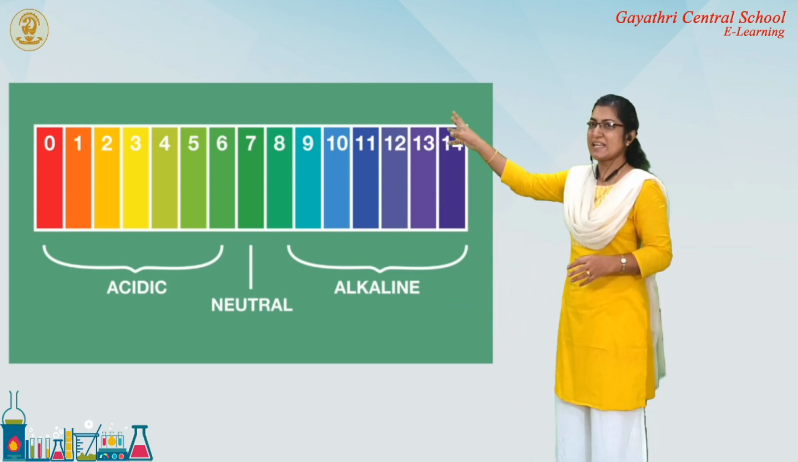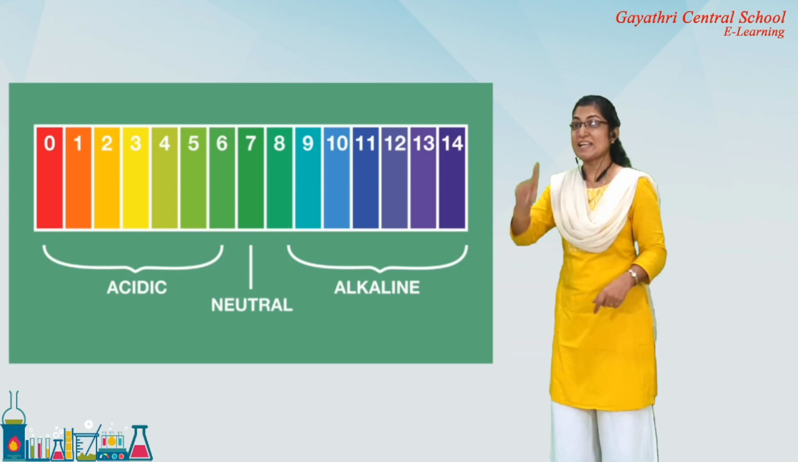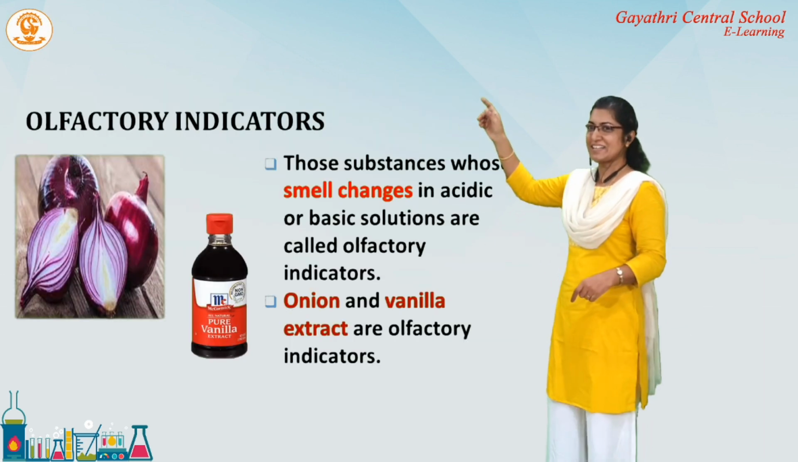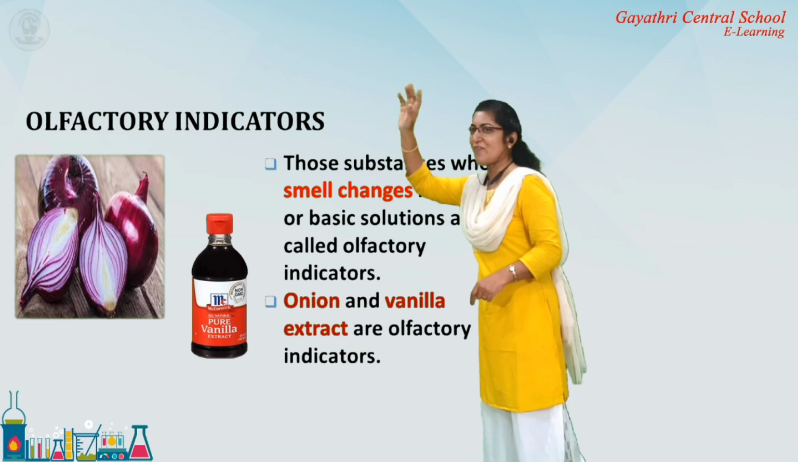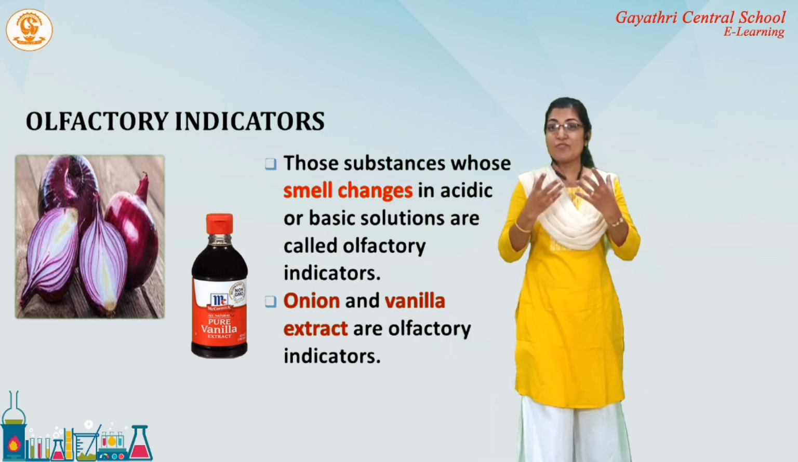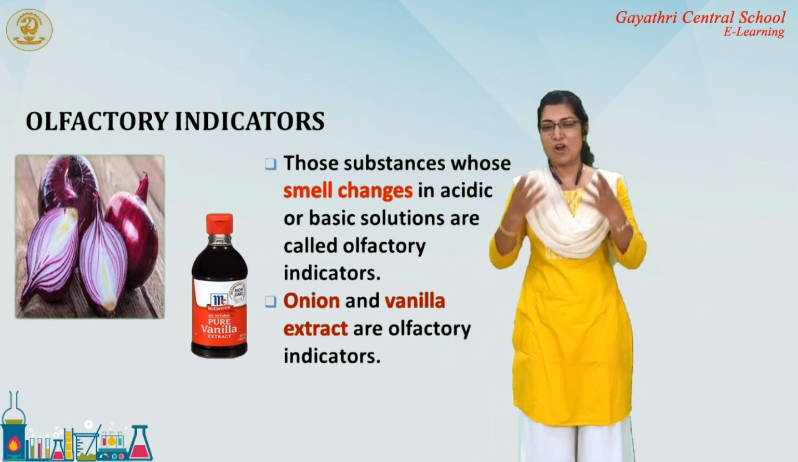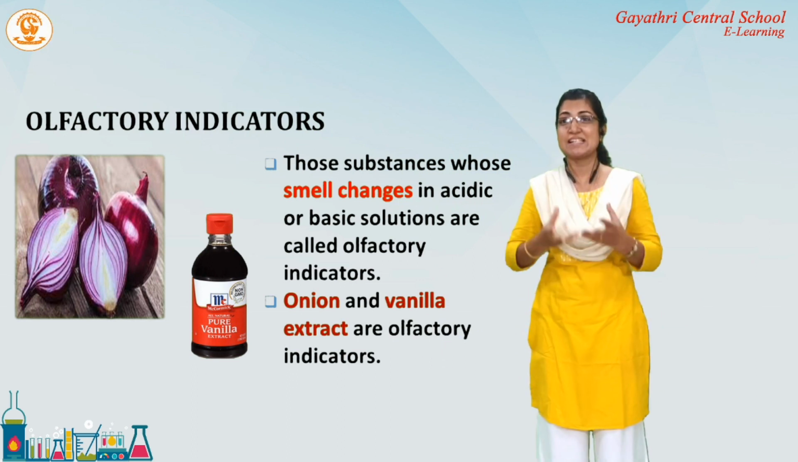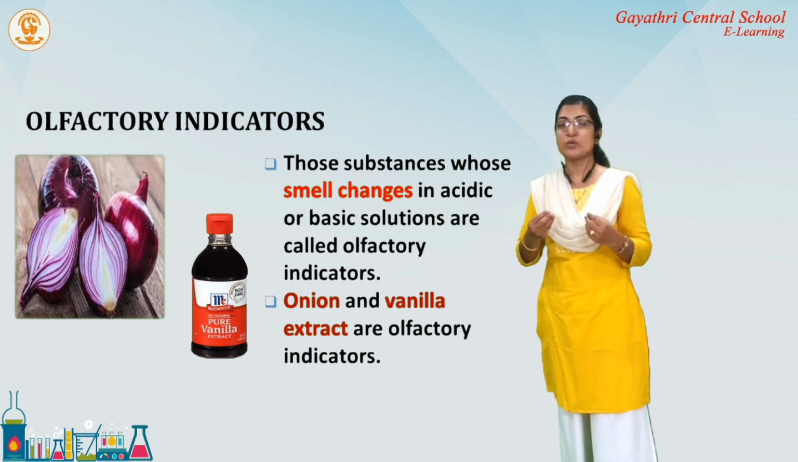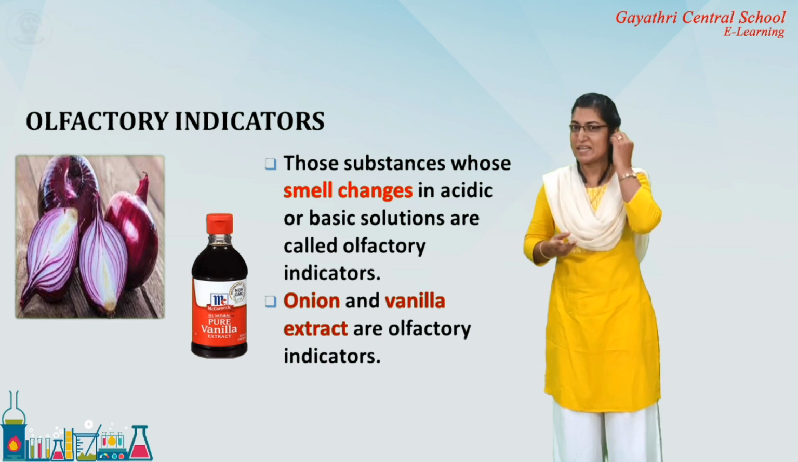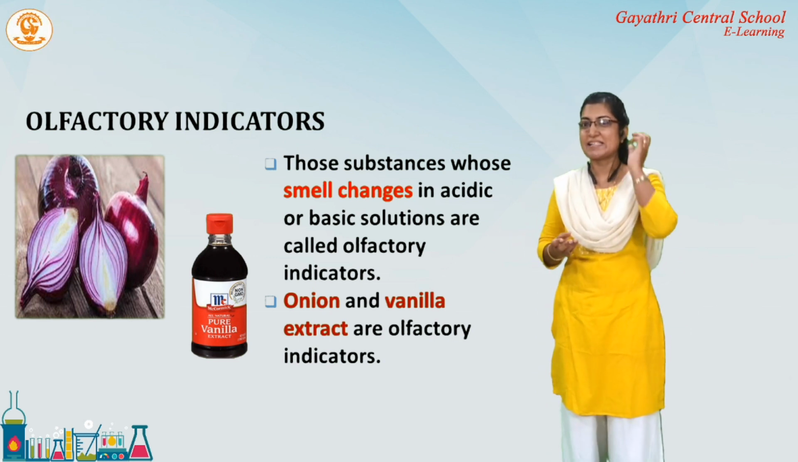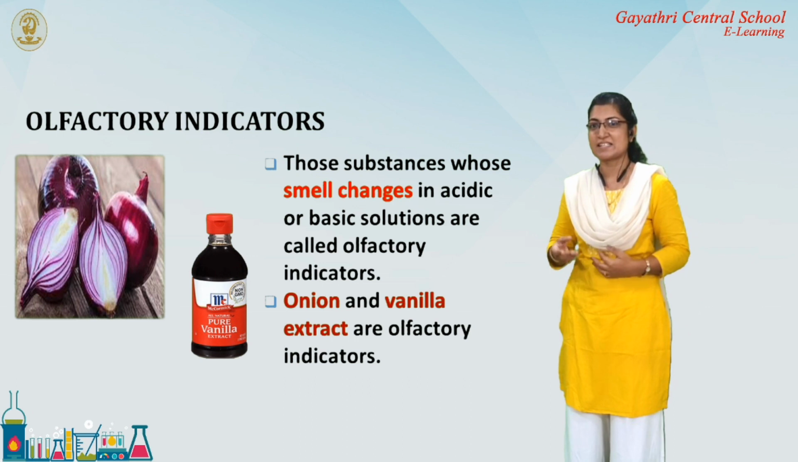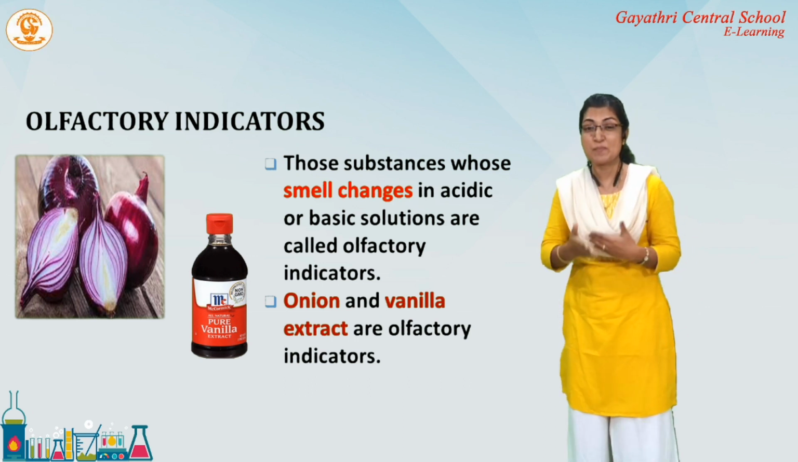Okay, so that is the pH indicator. Now what else is left? One more indicator is left, that is called the olfactory indicator. As the term itself shows, olfaction means olfactory senses, that is, smell. So you can distinguish it with the change in smell. The example for these olfactory indicators shows the smell change.